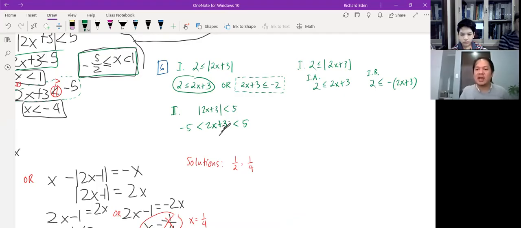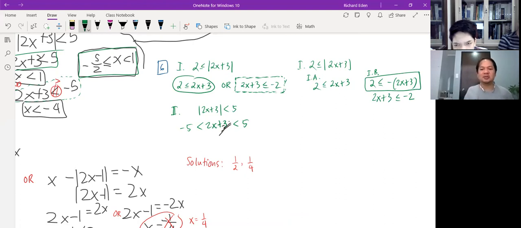And then if you look at 1b, if you move things around, you see what it provides us with. It leads us to 2x plus 3 less or equal to negative 2. So you can think of this other condition inside the box. Saan siya nanggaling? Dito siya nanggaling. Okay? From the negative of 2x plus 3 being greater than or equal to 2.